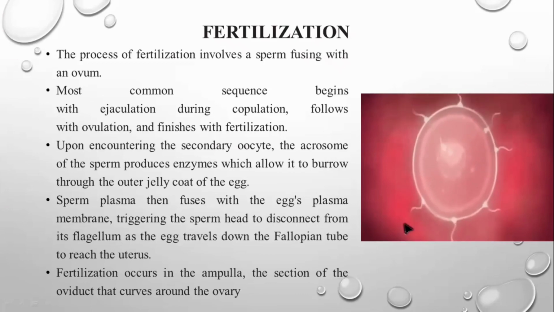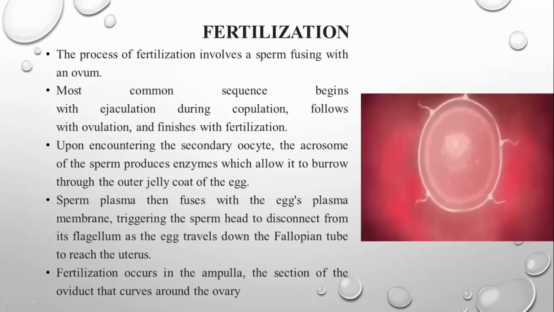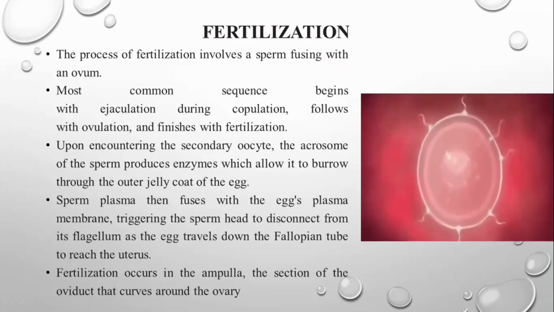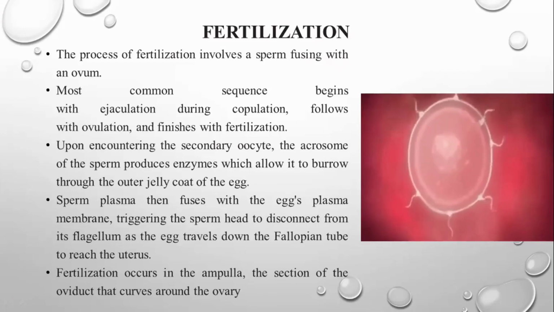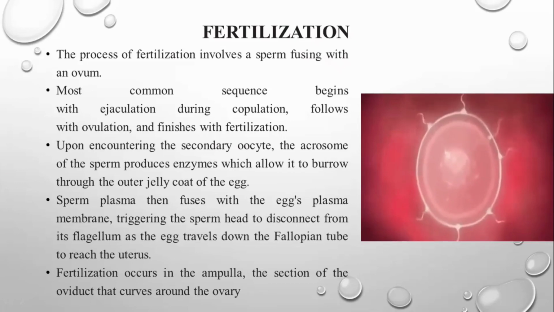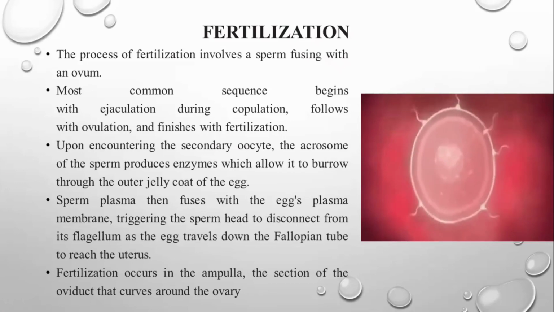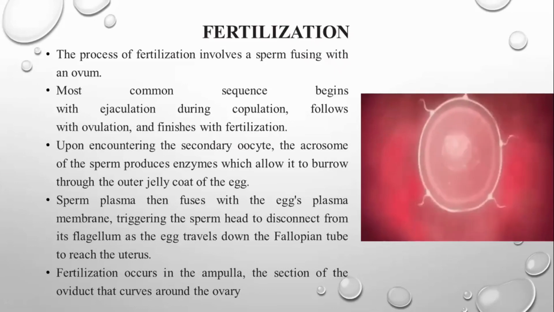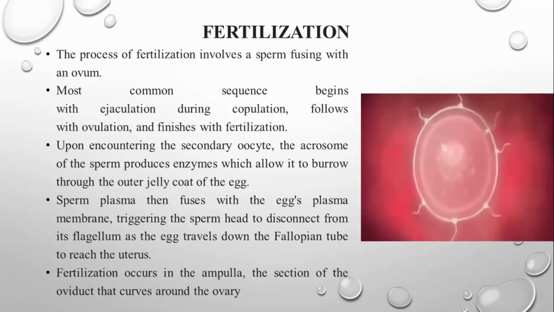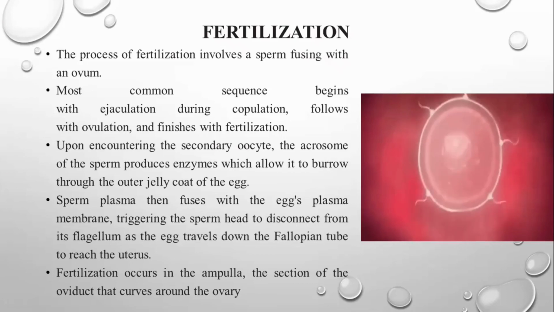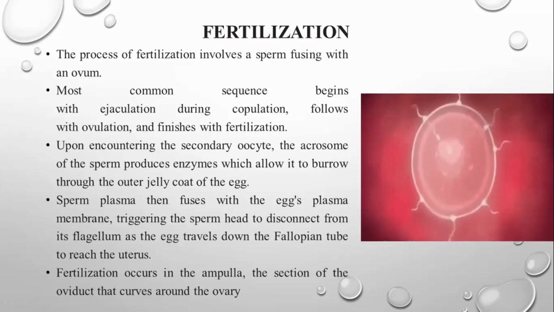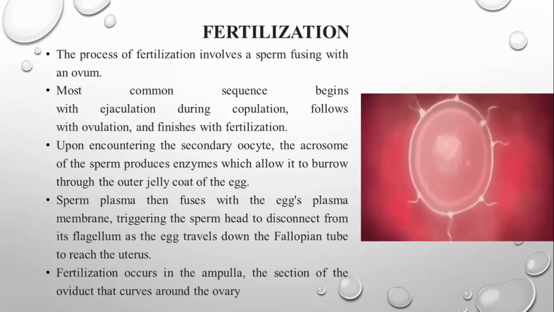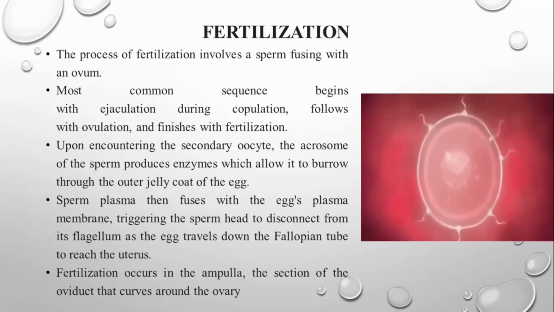So in one ovum at a time, only one sperm can fertilize, even though the ovum is surrounded with an enormous amount of sperm. Only one sperm can fertilize your ovum, not the other. That's a very important process that undergoes in fertilization. The most common sequence begins with ejaculation during copulation, that means sexual intercourse, follows with ovulation and finishes with fertilization.